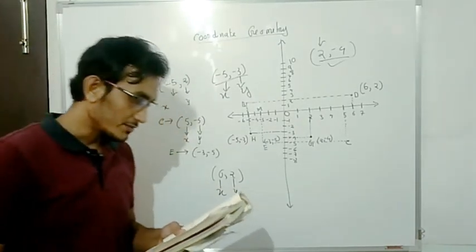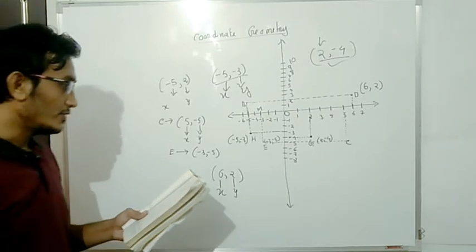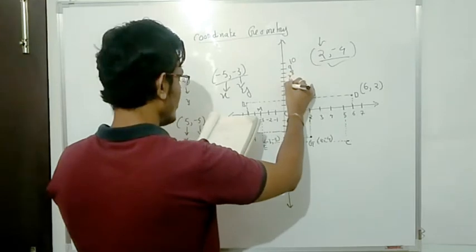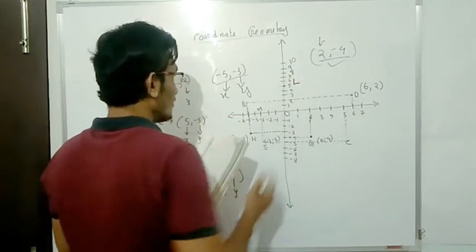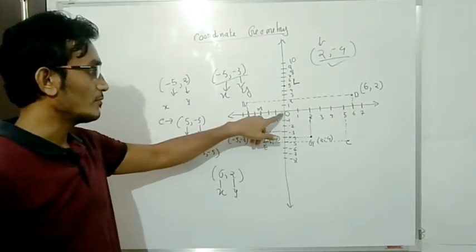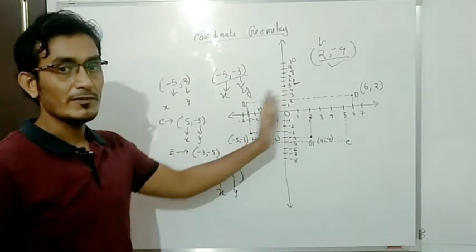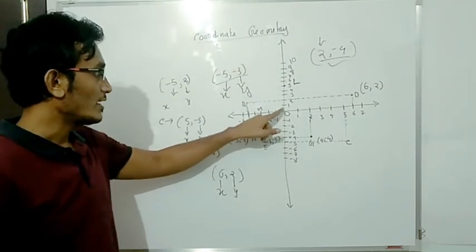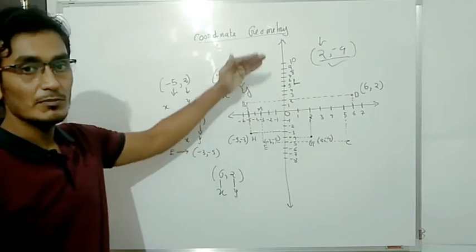Then number 7, the coordinates of L. So again find out the point L. Where is the point L? This is the point L. Now to get this point, again the same concept, we start from O, but in this case we are not moving in any direction of the x-axis. Directly from the point O we are moving upward. How many divisions? 1, 2, 3, 4, 5 divisions above.